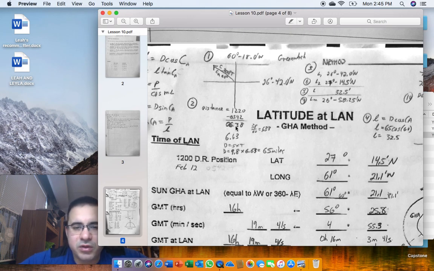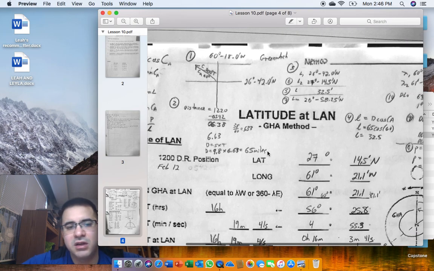We can now work with the minutes, so we have to make that into a decimal. The 38 divided by 60 becomes 0.63, so it's 6.63 hours, and our distance is going to be DST. You guys can do 60 D, that's fine. I just remember that I have to do it to the T. So 9.8 times 6.63 is 65 miles.